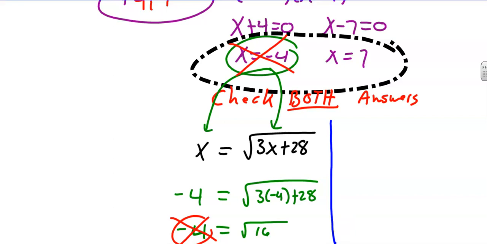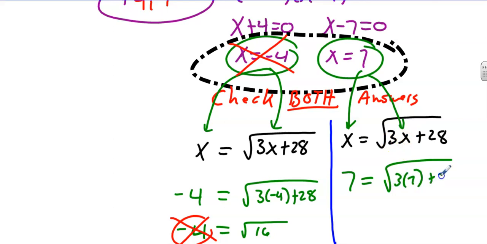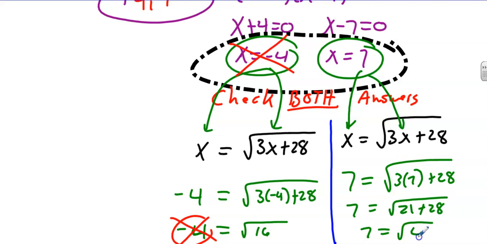Alright, now if we check the 7, you should see something a little bit different happen here. Get 7, plug it in here, see what happens. So we get 7 equals square root of 3 times 7, which would be 21. And 7 does equal the square root of 49, so that one's okay. So the one answer that works here is going to be x equals 7.